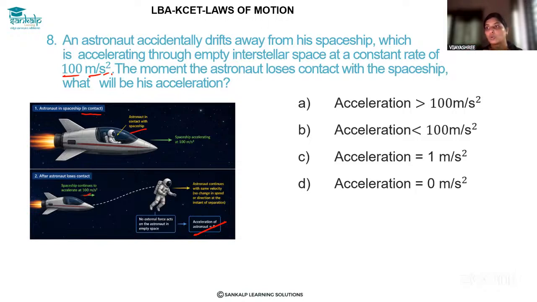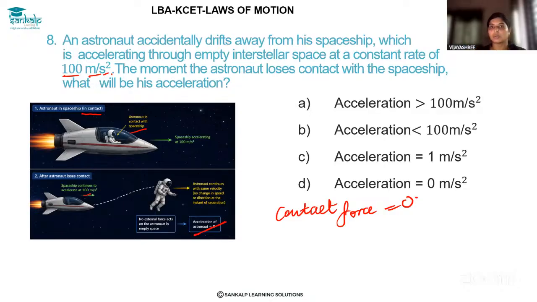So when the astronaut loses contact with the spaceship, the contact force from the spaceship becomes 0. So there is no contact force. When the astronaut escapes contact from the spaceship, the contact force will be equal to 0. So there is no external force acting on the astronaut now, because it is empty space, air resistance is 0, no air resistance or no external force. Hence there is no external force when the astronaut loses his contact from the spaceship.